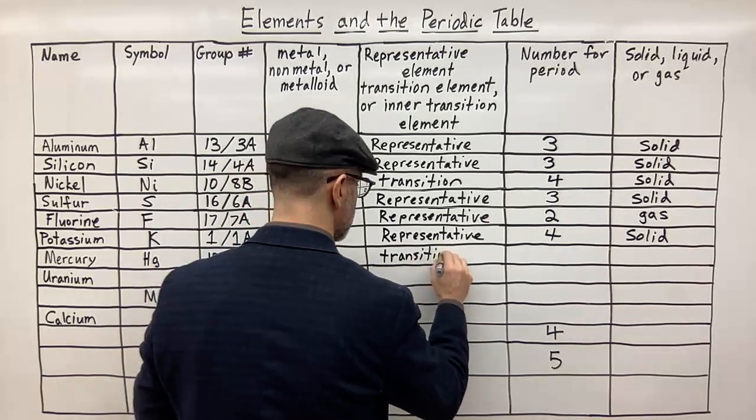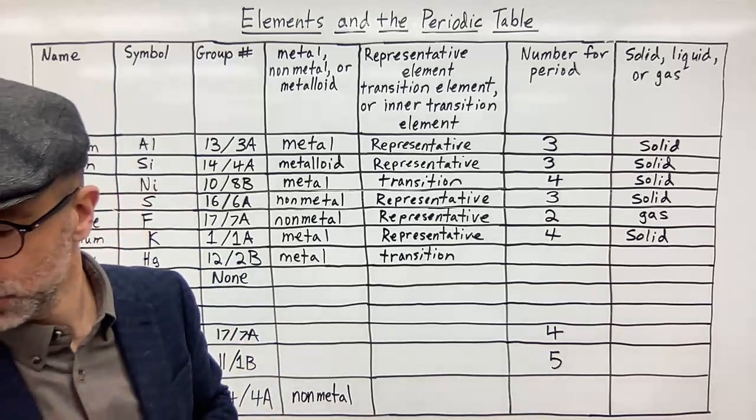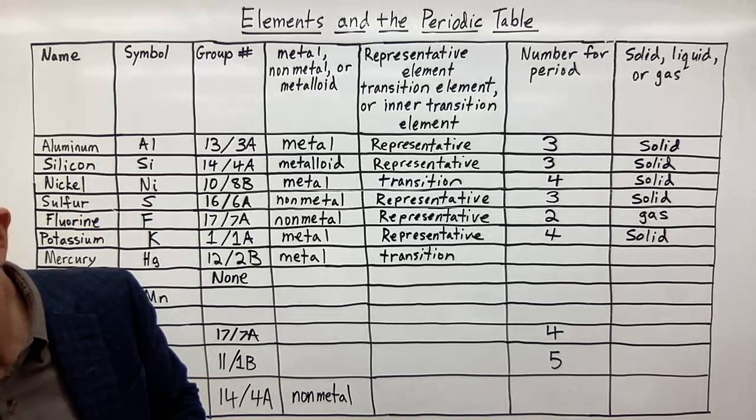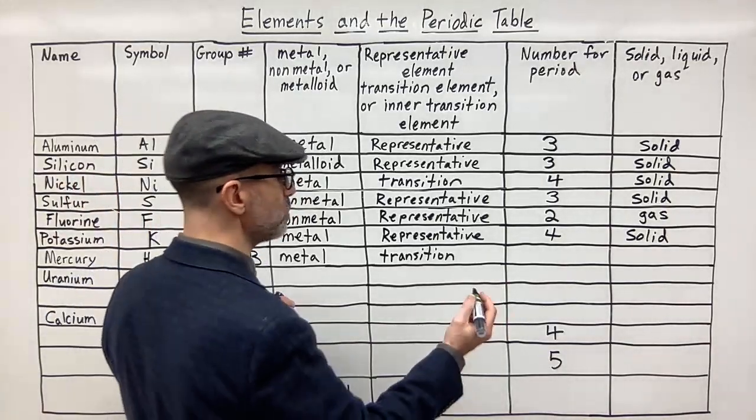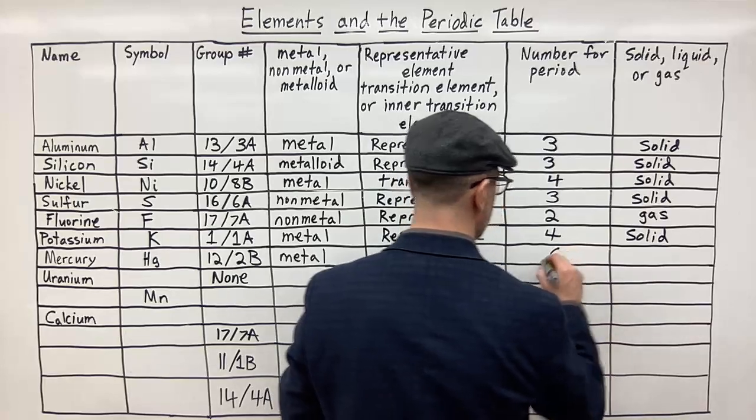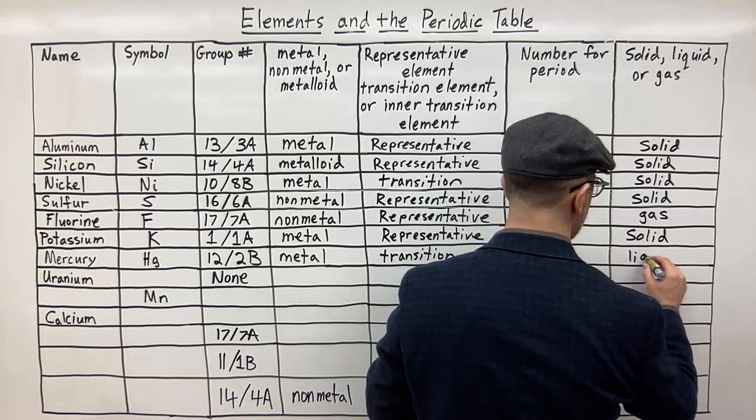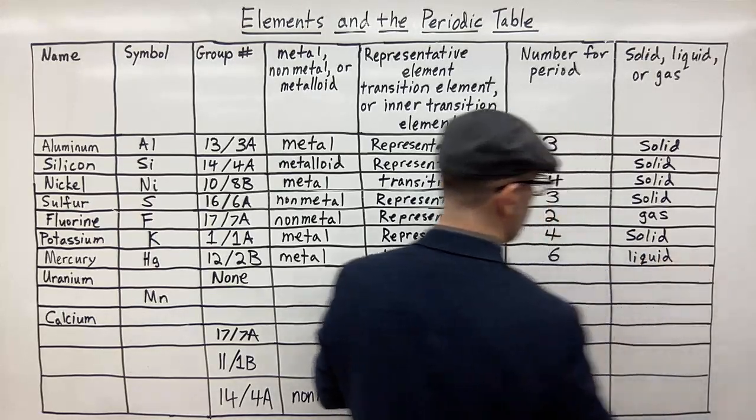Transition. And what row is it in? So if you count the rows, 1, 2, 3, 4, 5, 6. It's in row 6, so that's period 6. So we'll put a 6 there. And this is a liquid at room temperature. It's the only non-solid metal.